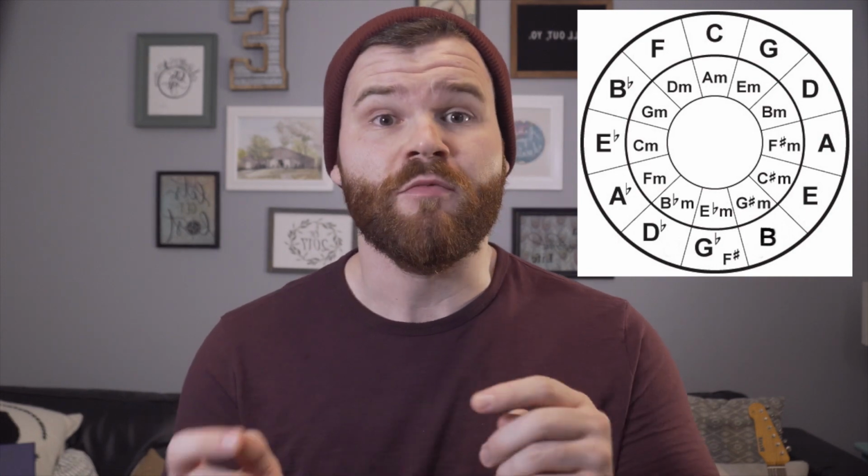If you travel to the left of the circle, you move a fourth. For example, C to F is a fourth. F to B flat is a fourth. Memorize it, love it. If you move to the right of the circle, you move a fifth. For example, C to G is a fifth. G to D is a fifth. B flat to F is a fifth. Memorize it, love it.